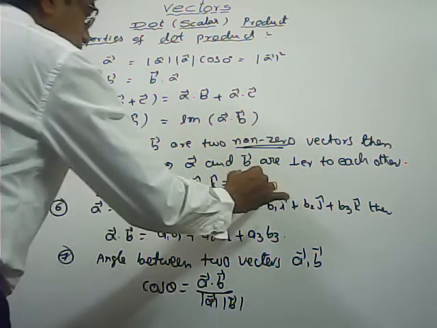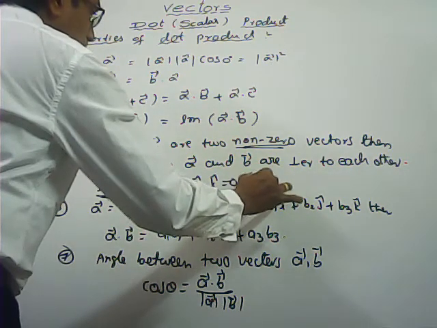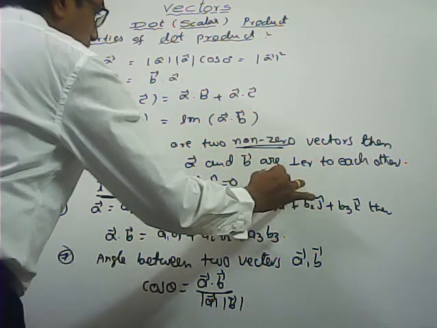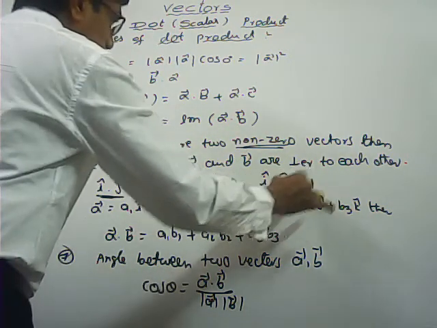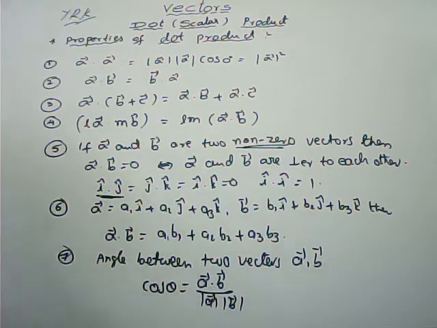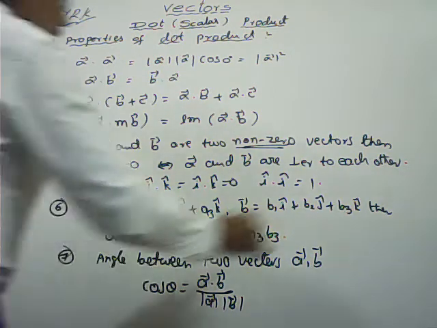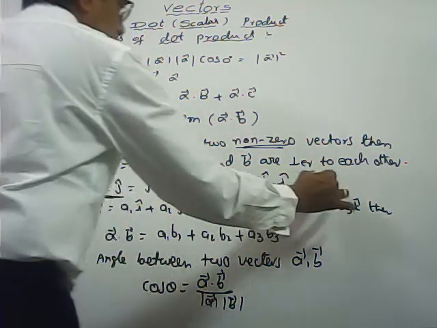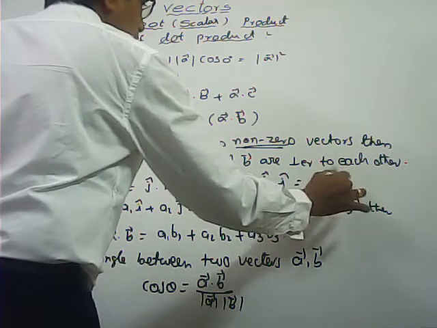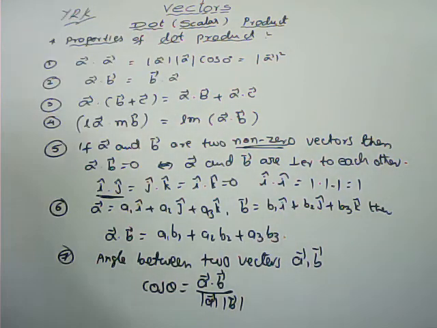And if I want i cap dot i cap, that is equal to modulus of i cap, that is 1. The modulus of a unit vector, here i cap is the unit vector, its modulus is 1 only, into modulus of i cap, 1. What is the angle between the two? 0, cos 0 is 1 only, into 1. So total value 1. i cap dot i cap is equal to 1.